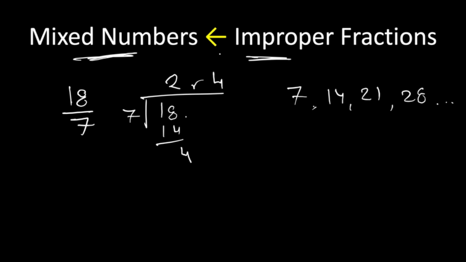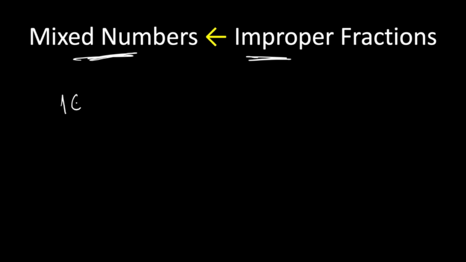So you have a remainder of 4. So you use the 2 as the integer of the mixed number, and the remainder you put as the numerator and you keep the denominator. So this is your mixed number. So convert 16 over 5 into a mixed number.